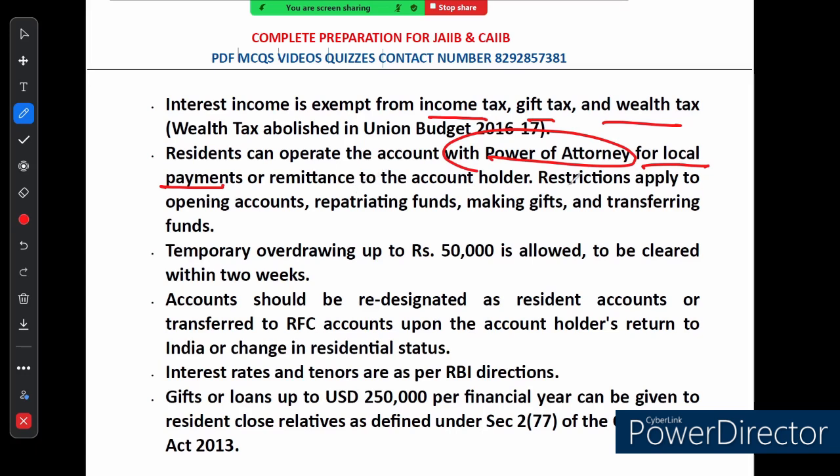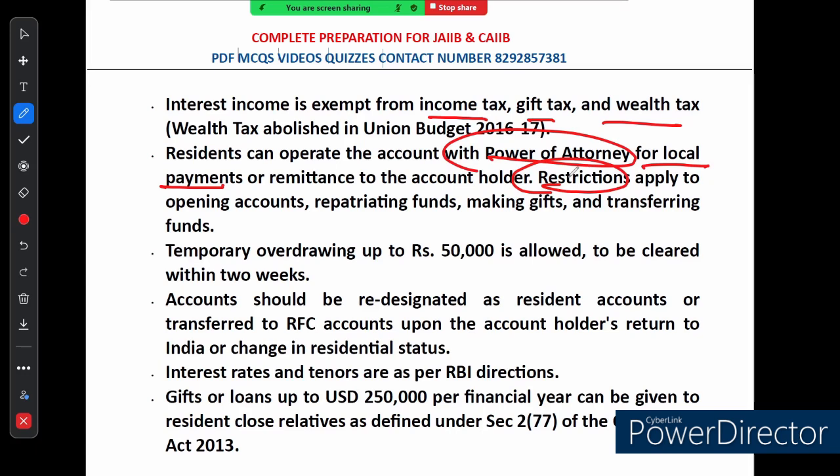There are some restrictions. However, the POA holder can't make repatriation of funds outside India, make gifts or transfer funds out of the account. This is to ensure that your international funds are safeguarded and only used for the purpose you have approved. So remember, the NRI account holder has appointed a POA, but that POA can't make repatriation of funds outside India, can't make gifts or transfer funds out of the account. These are the restrictions which have been kept.